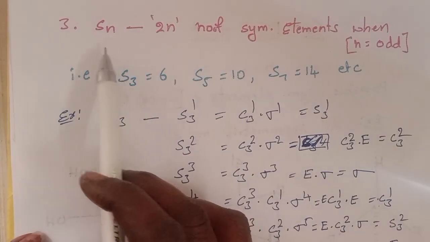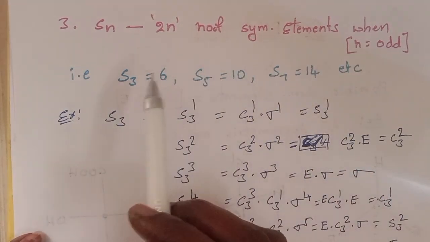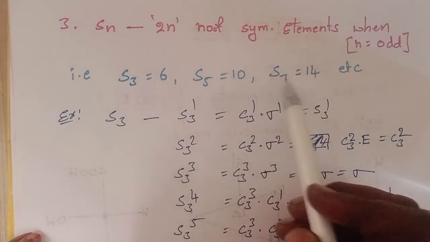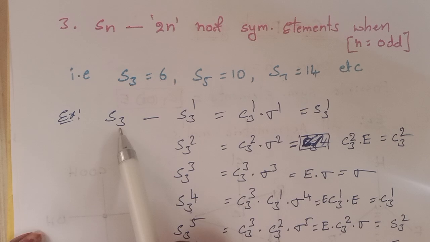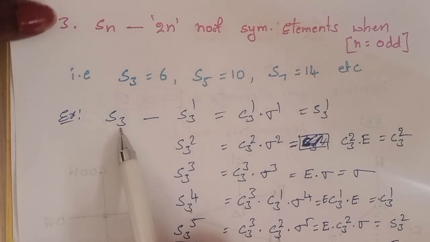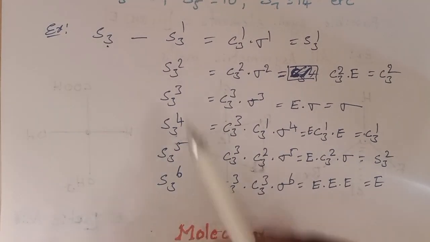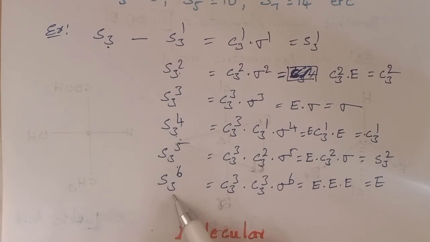again, Sn can generate 2n number of symmetry elements when n is odd. That means S3 will give 6, S5 will give 10, S7 will give 14, etc. For example, if we work out S3, 3 is an odd number, right? So it will give 6 symmetry elements: S31, S32, S33, S34, S35, S36, right?